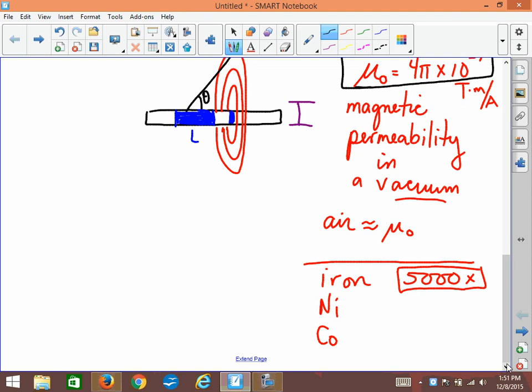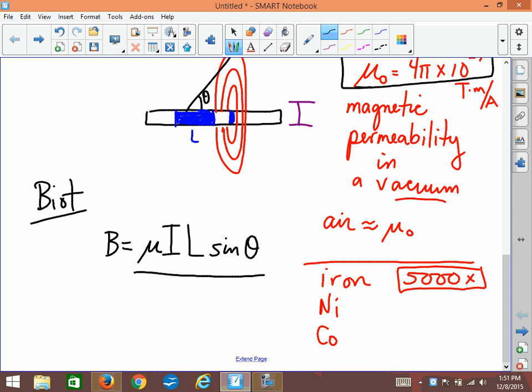Now there's a guy by the name of Biot, French guy, B-I-O-T. And he came up with a relationship. And he said that the magnetic field at any given point will be equal to the magnetic permeability multiplied by the current times the length of the segment of the conductor, and sine theta, which is the angle at which that conductor meets from the point, divided by 4 pi r squared.